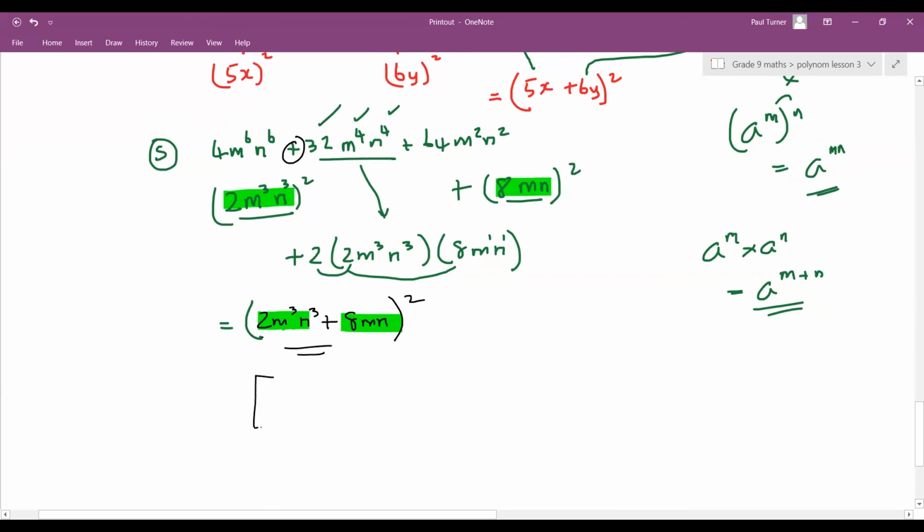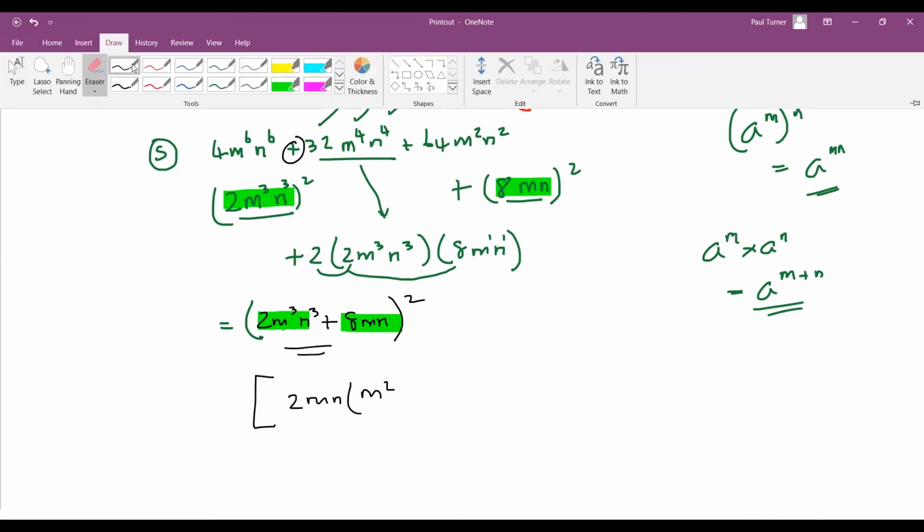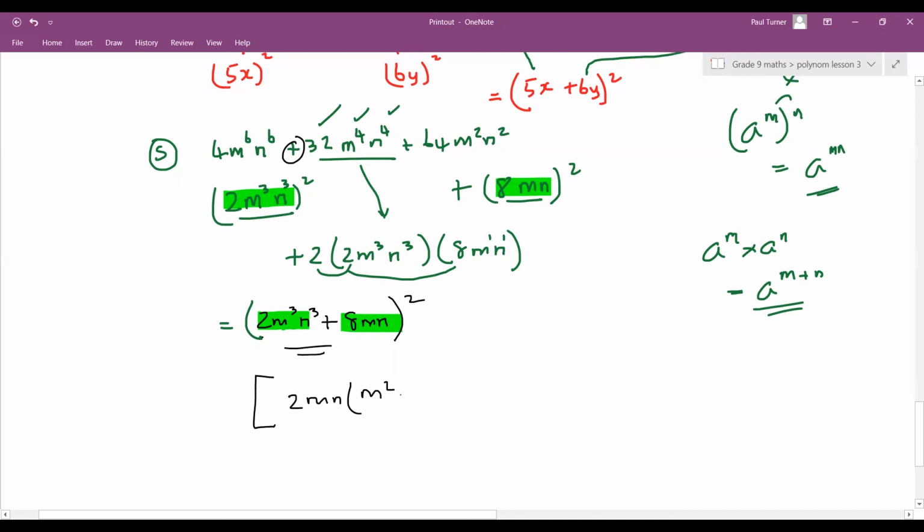So actually, you've got 2mn as a common factor. This would be m squared n squared plus 4. So multiply. Yeah, I should have factorized right at the start of the question, but I didn't. Anyway, (m squared n squared plus 4) all squared. Now, this is probably a bit complicated, but you can write this down. I'll leave it up for a minute.